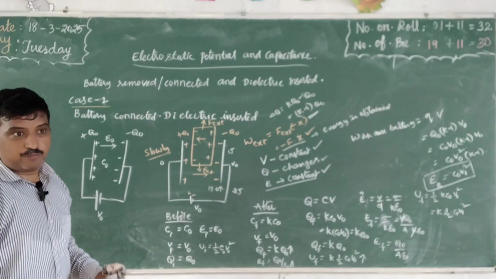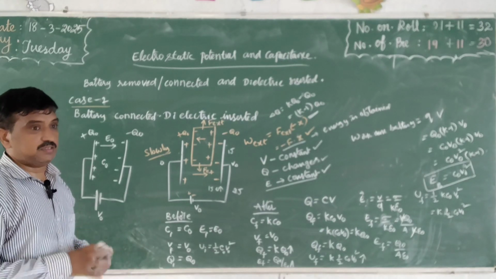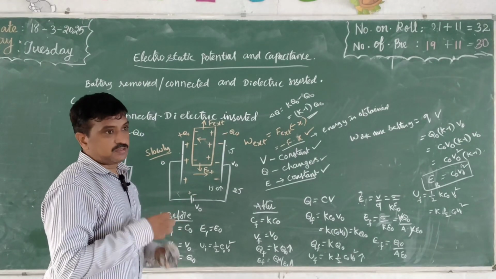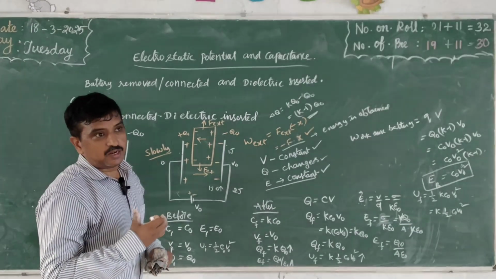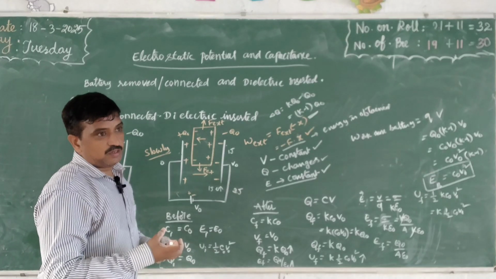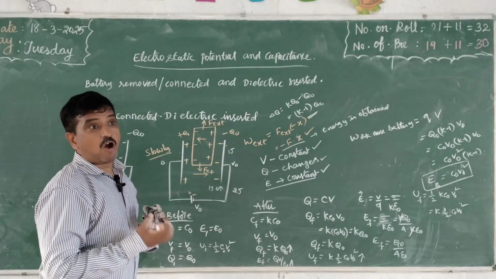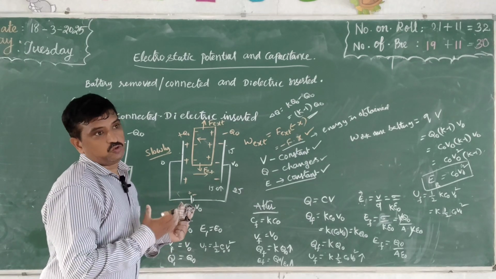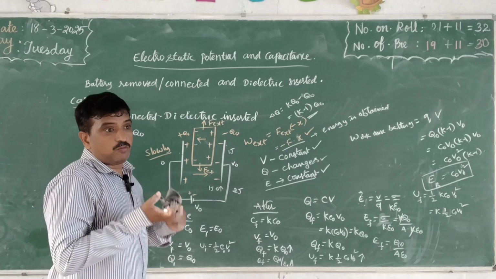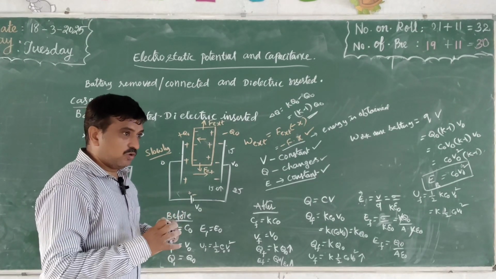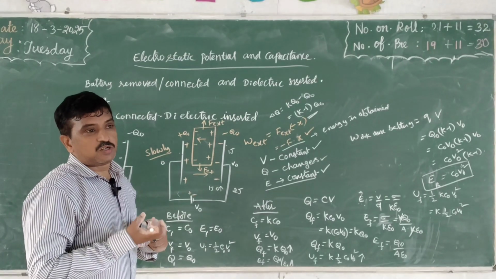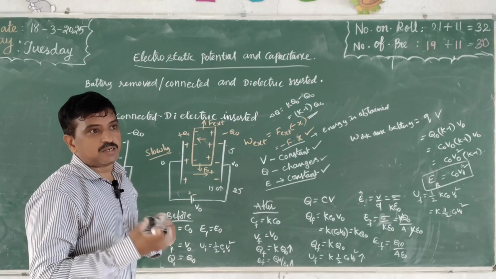So this will happen when the battery is connected and the dielectric inserted. How do they ask the question? When the battery is connected and the dielectric inserted, the energy supplied by the battery is 10 joules. What is the energy gained by external work? Half of the energy: 10 joules supplied, so 5 joules. What is the potential energy developed in the capacitor? 5 joules. They may not give any value, but they ask the question: how much is the potential energy increased?